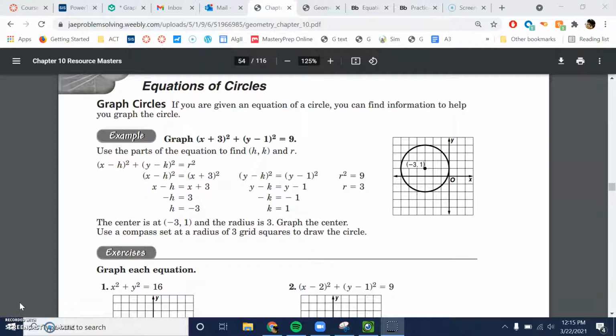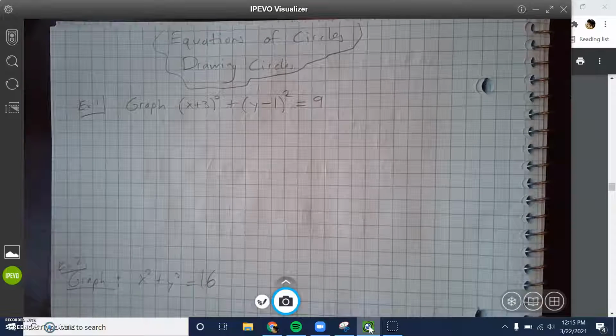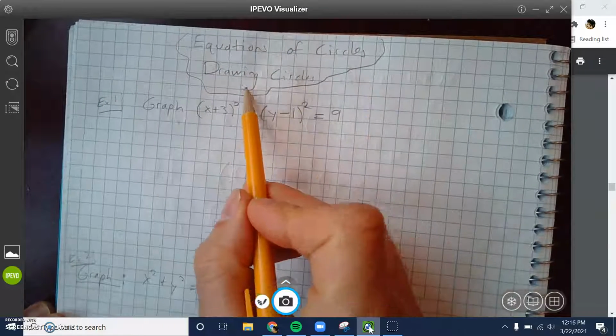Today, we're going to continue our equations of circles by graphing. So we're going to give the equation, and you got to draw the picture. Let's try this one first. Graph (x + 3)² + (y − 1)² = 9. Okie dokie. So we got our equations of circles, drawing circles.